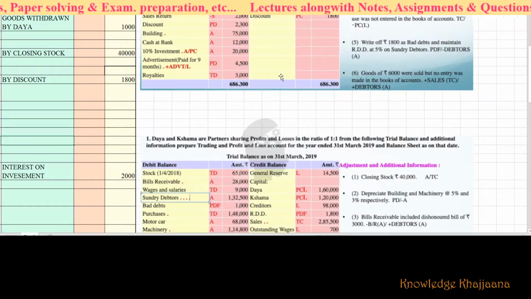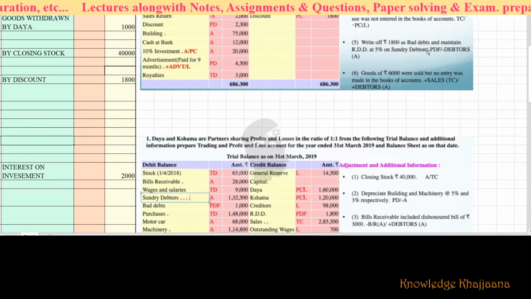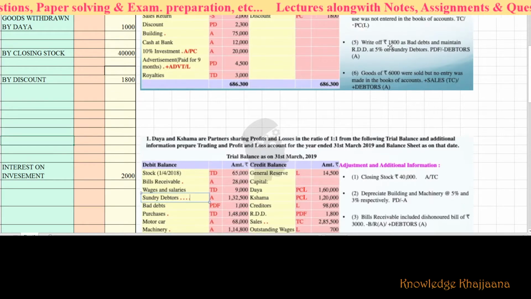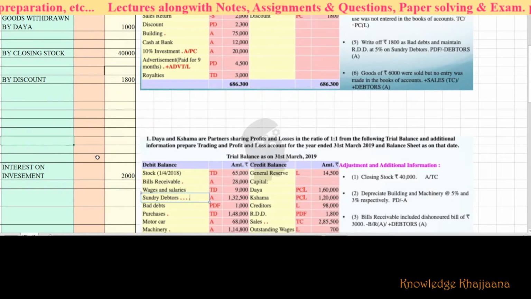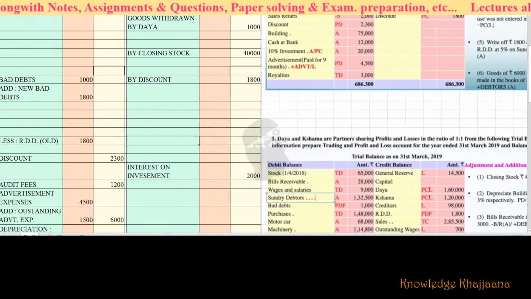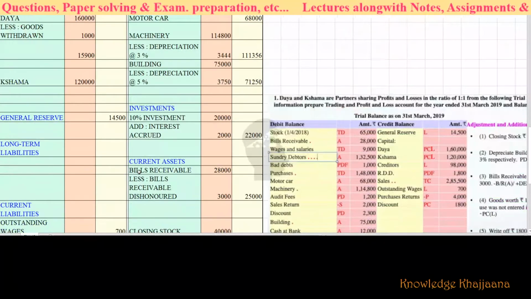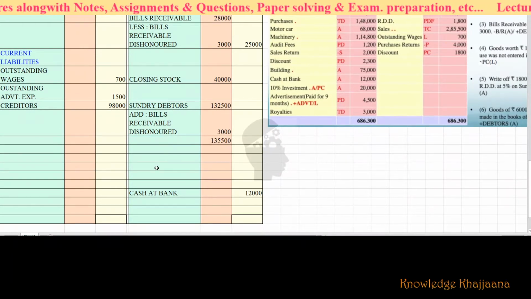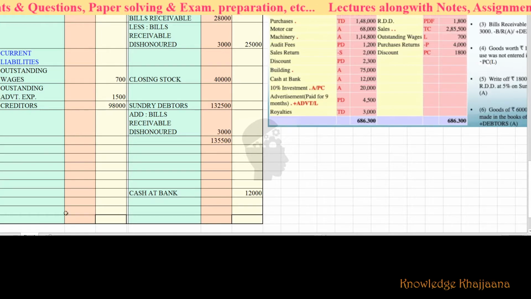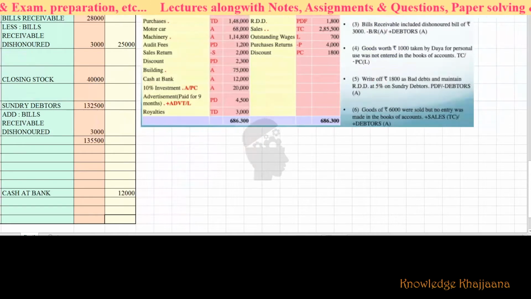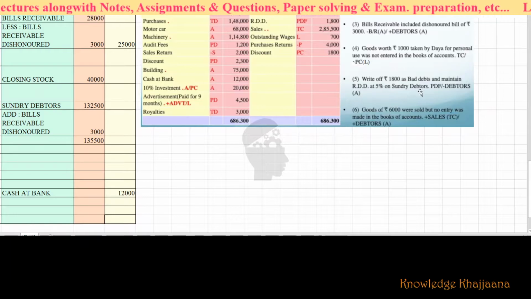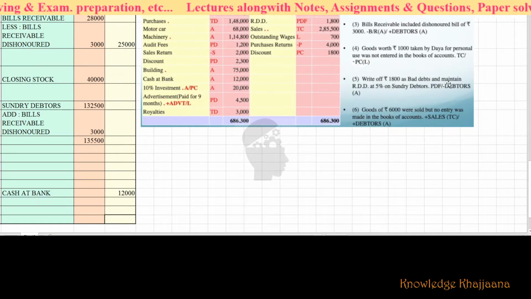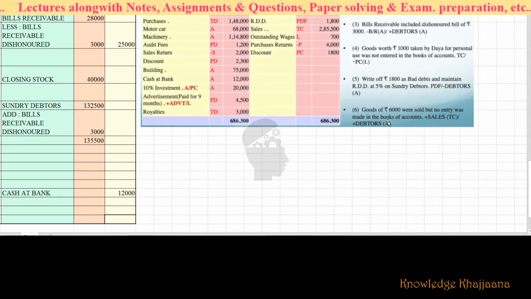Okay, and maintain RDD at 5%. First of all, we do its two entries. First is profit and loss account debit side as per the formulas. Okay, and in the debtors also. Debtors, where are the debtors? Balance sheet, right? Then see, one more adjustment will come before this. Write off 1,800 as bad debts and maintain RDD. But before that, there is one more adjustment.